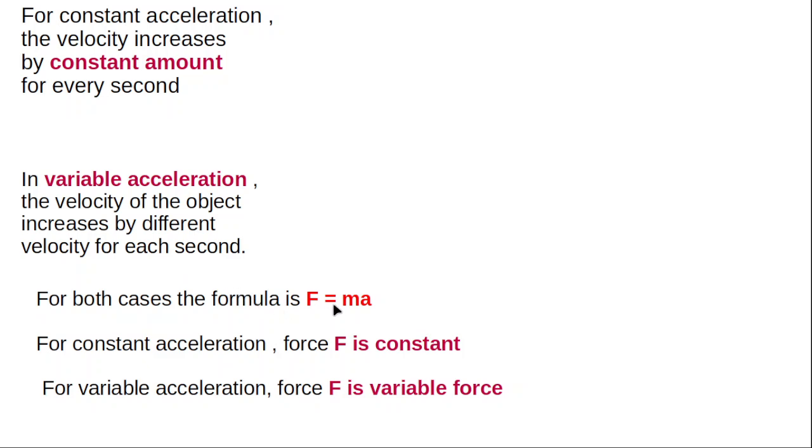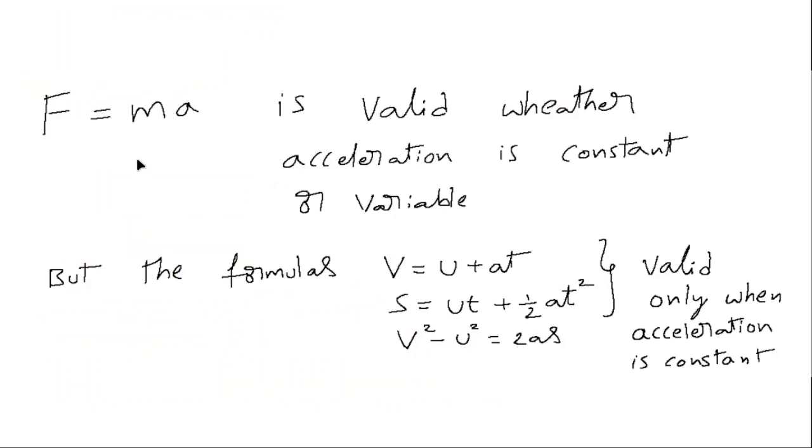But the formula F is equal to ma is valid whether acceleration is constant or variable. See that whether the acceleration is variable or constant, the formula F is equal to ma holds. If acceleration is constant, the force is constant. If the acceleration is variable, the force is a variable force. Here one important point is given: F is equal to ma is valid whether acceleration is constant or variable.